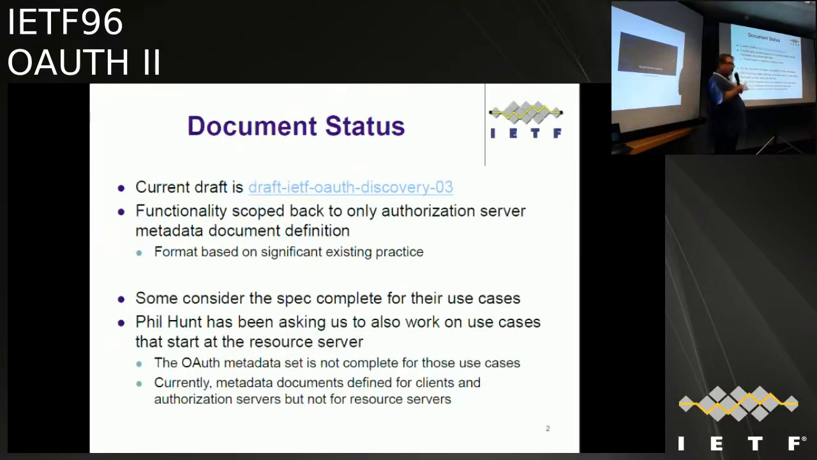Currently, interestingly, we have metadata documents for clients, for dynamic client registration, and the working group draft for authorization servers, but not for resource servers. And in fact, as I was working on another OAuth document, which we'll talk about later on, I realized I could maybe have used this third kind of metadata anyway. So, next slide.